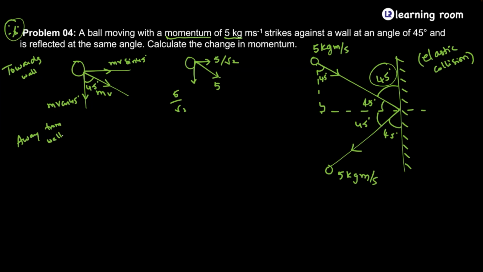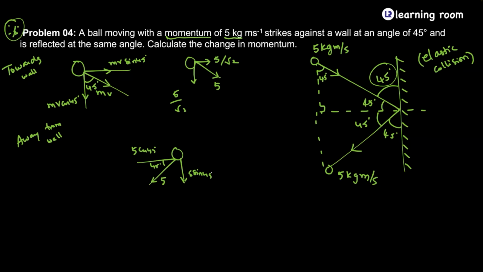So what about the journey away from the wall? If you observe, this is the direction of the momentum, which is going to be 5. Now if I drop a perpendicular from here, this is 45. So here itself, I can resolve it into 2 components. This will be 45. Same, right? So this will be 5 cos 45 and this will be 5 sin 45.